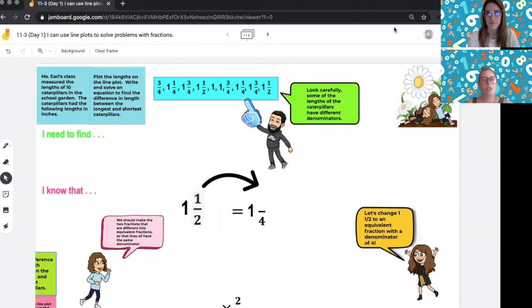Today we are going to do day 1 of lesson 11-3. I can use line plots to solve problems with fractions. Let's start with the solve and share.